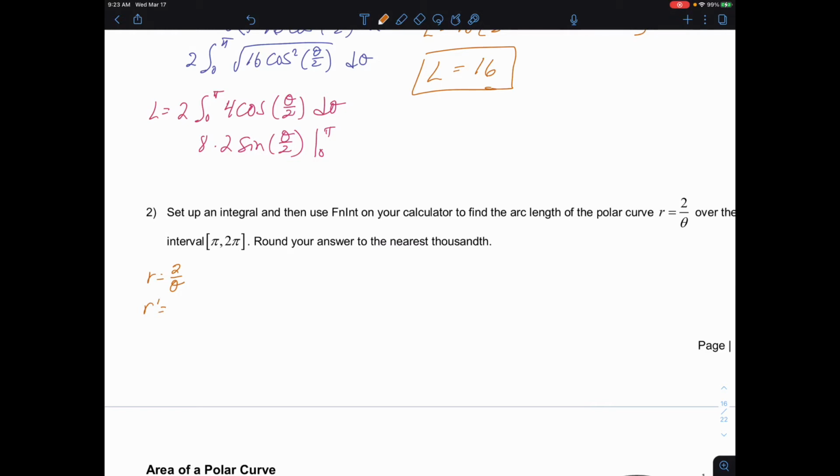So r prime, let's see, if we think about this as 2 theta to the negative 1, that's going to give us negative 2 theta to the negative 2, or negative 2 over theta squared.